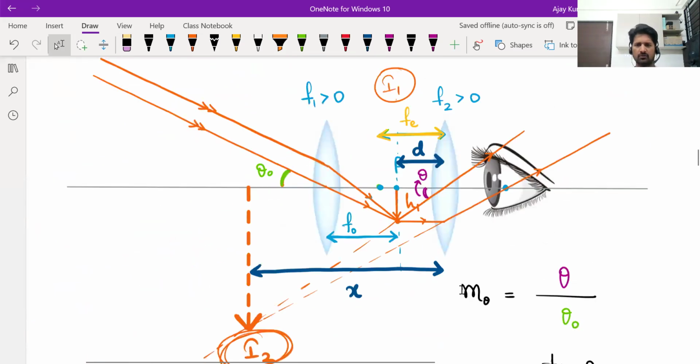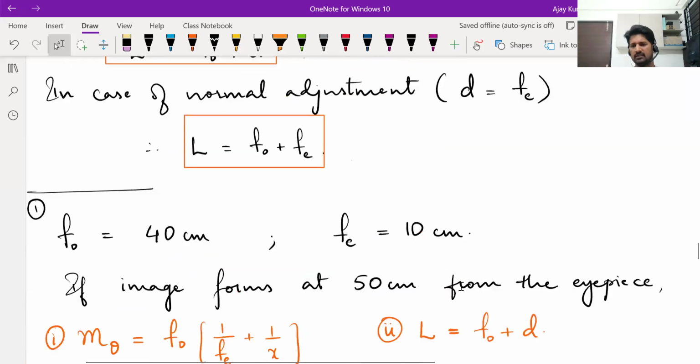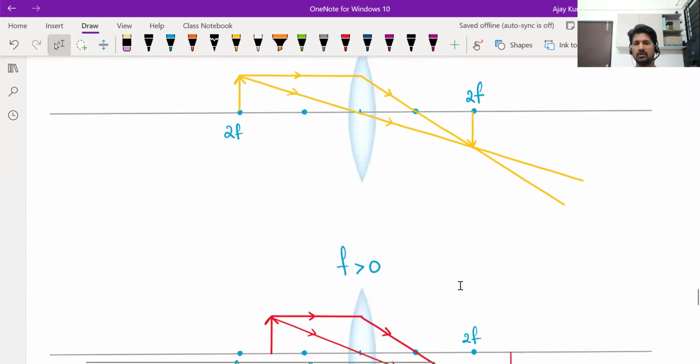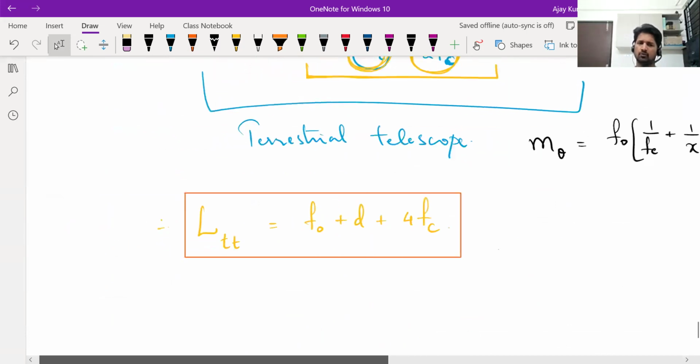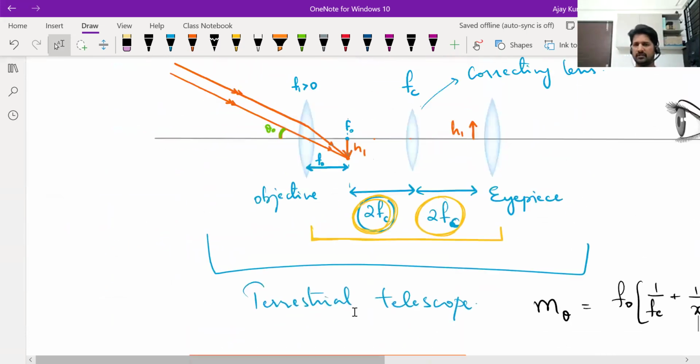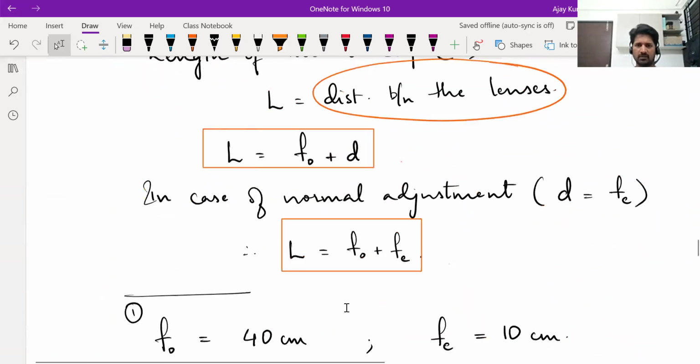Fine. That is all you need to know about telescope, length of telescope and all. Good. So next class we will discuss total internal reflection and solve some problems based on it and then move on to prism, refraction by a prism. Okay, fine. Thank you. We'll continue in the next class.